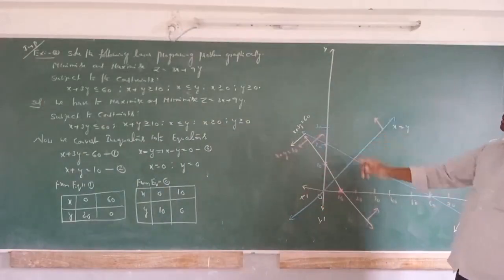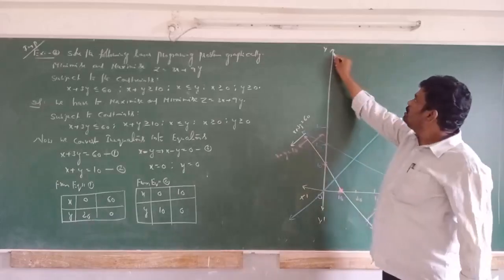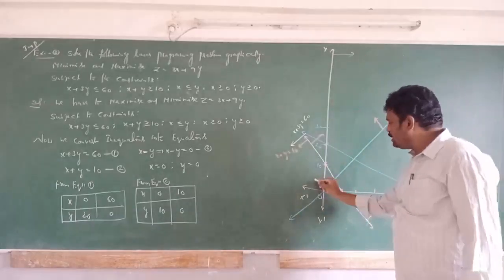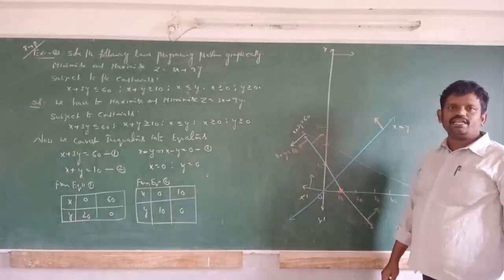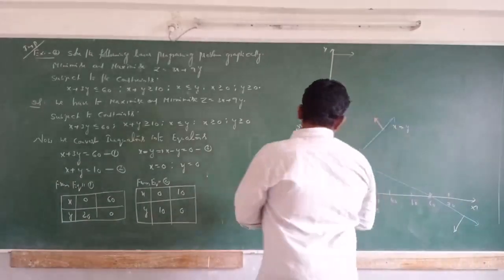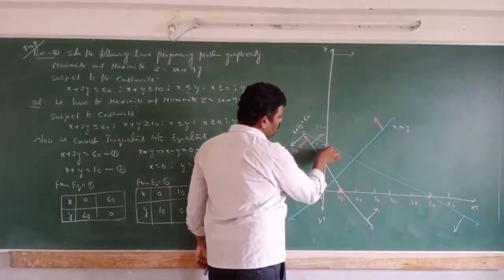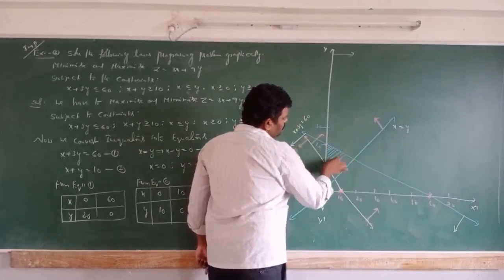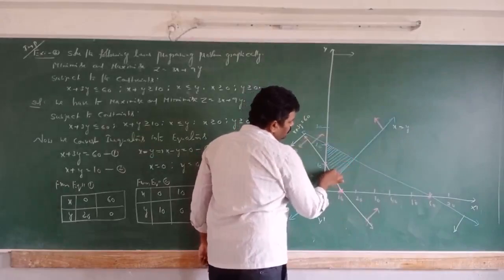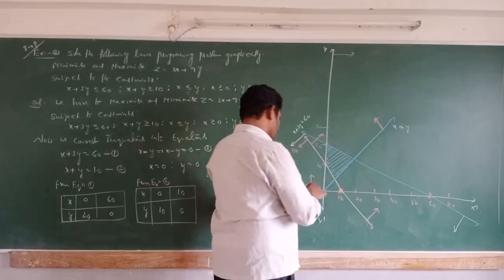And x is greater than 0, y is greater than 0: this represents x greater than 0 and this represents y greater than 0. So we get the common region obtained by the constraints and the non-negative constraints. This is the common portion.